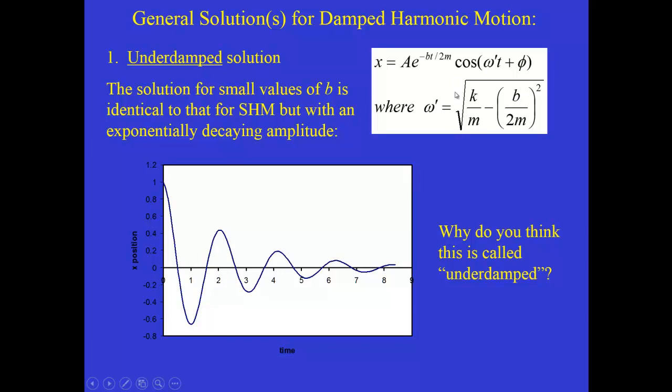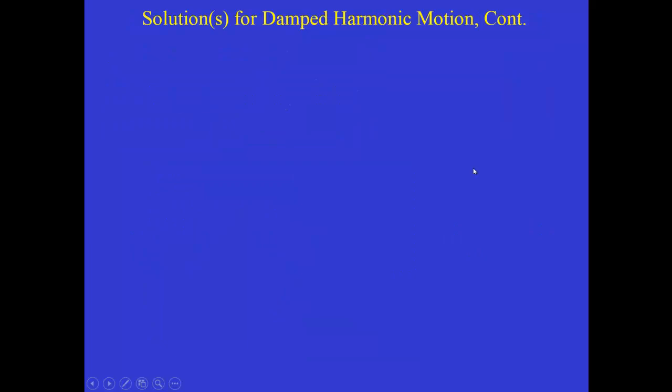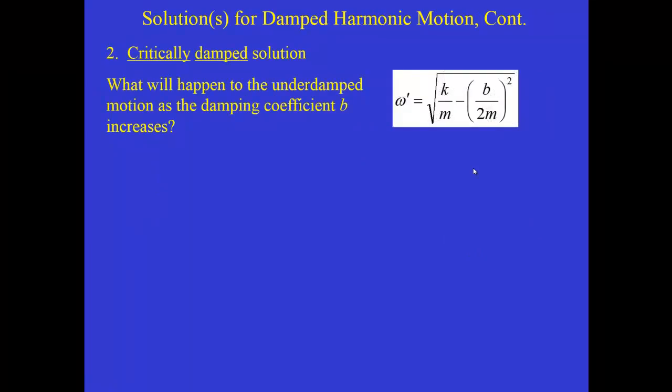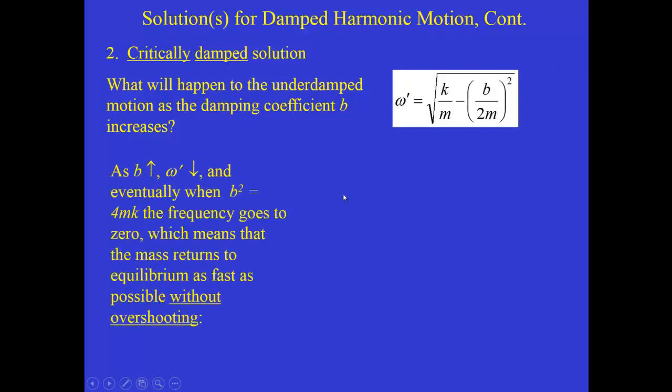Eventually, what we'll see is that this frequency will get smaller and smaller, and if b has just the right value, the frequency will go to 0, which means that the system won't oscillate at all. And that's called the critically damped solution, where b gets just large enough to make this omega prime term 0. Then what that means is the system will return to equilibrium without overshooting at all.